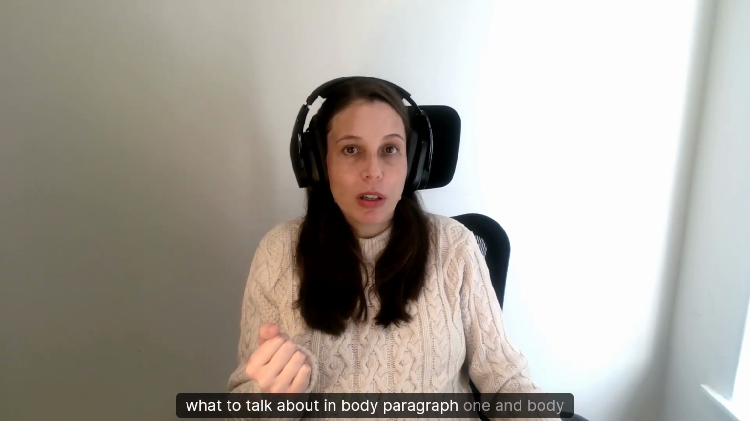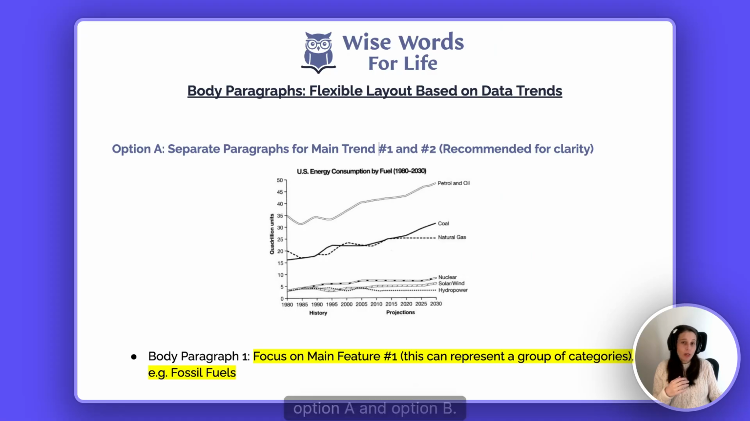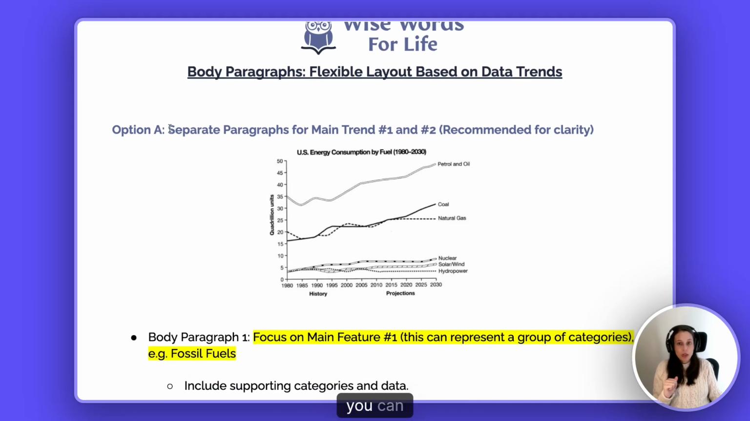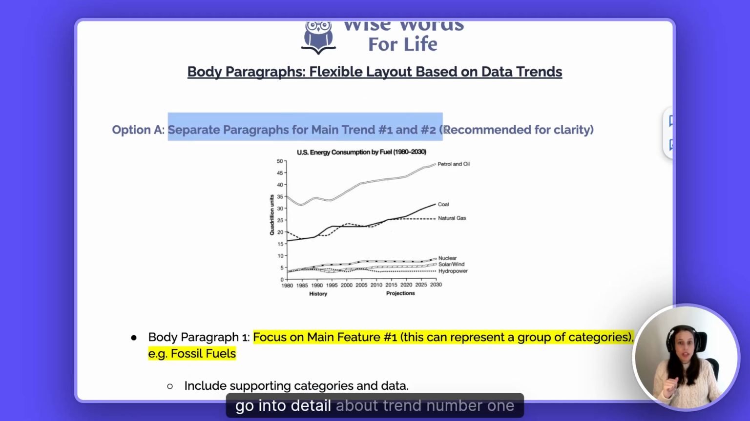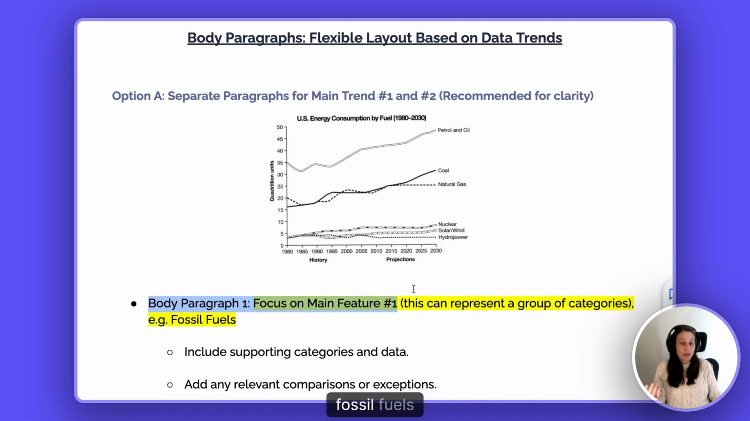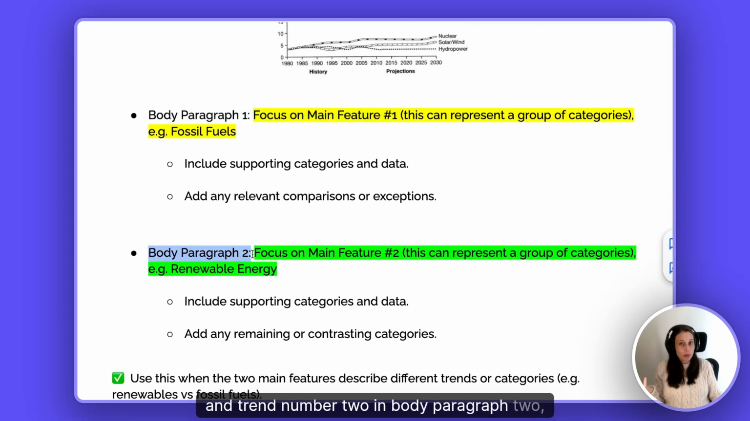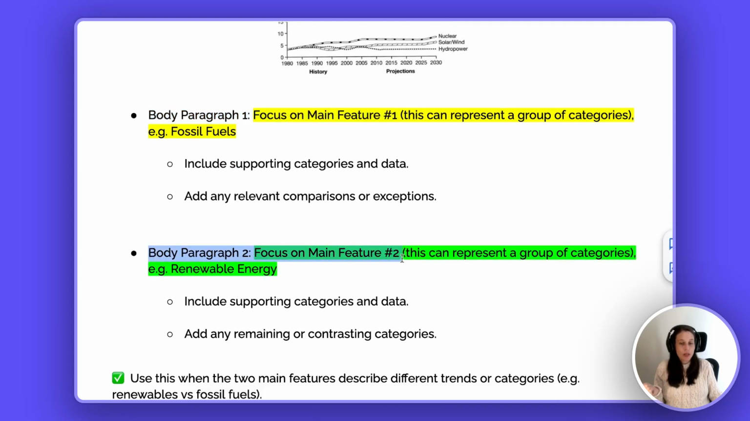How do we decide what to talk about in body paragraph 1 and body paragraph 2? How to structure our ideas? Basically, option A and option B. Option A, you can go into detail about trend number 1 in body paragraph 1. So in this case, fossil fuels. And trend number 2 in body paragraph 2. In this case, renewable energy.